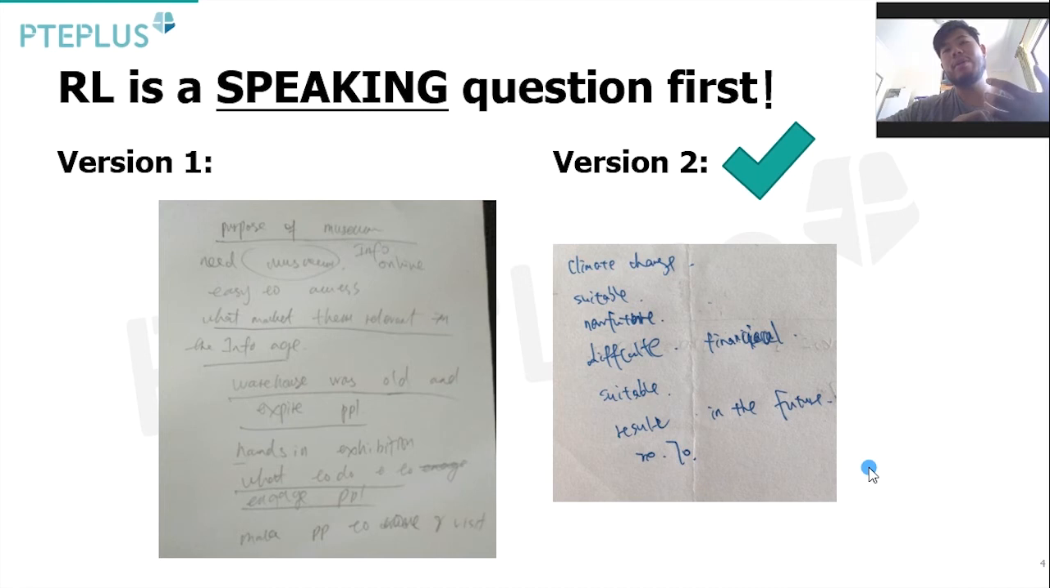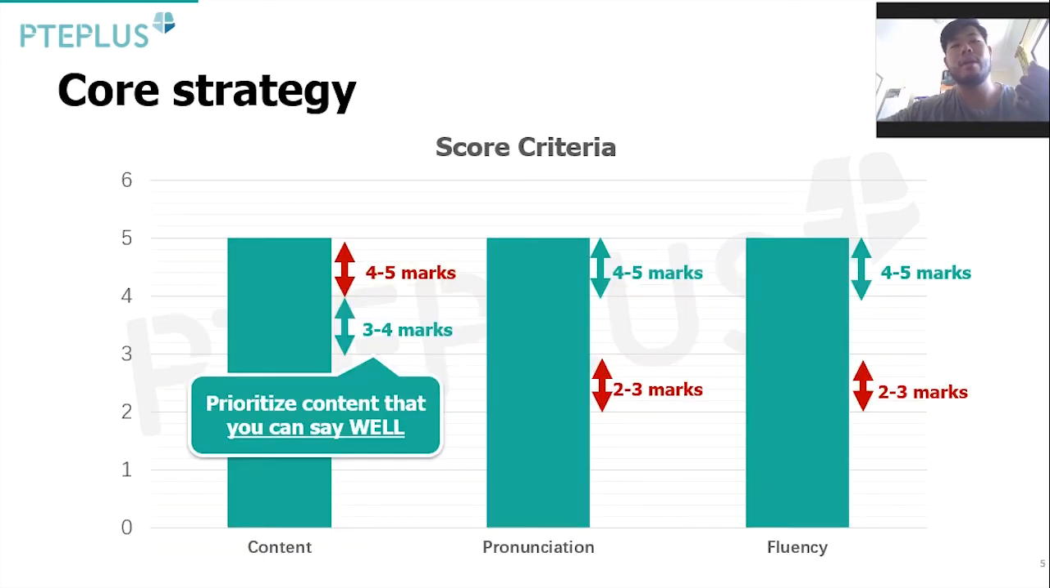Why is that better? Because version 2 has more content words. By having content words and phrases, it's easier for us to have better pronunciation and to include it in our template. This is very hard to put into a template, but this is much simpler, easier, and much more organized for putting into templates.